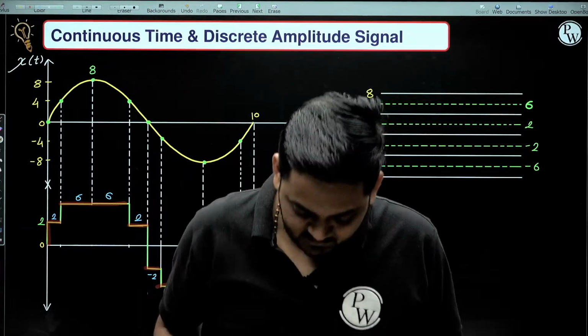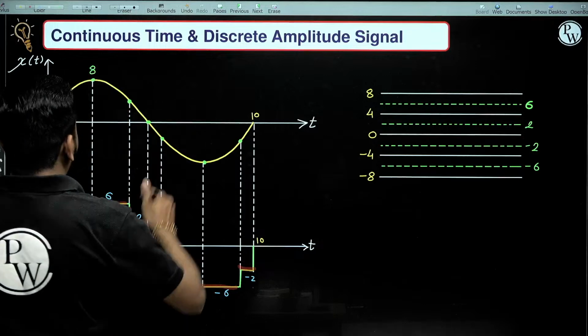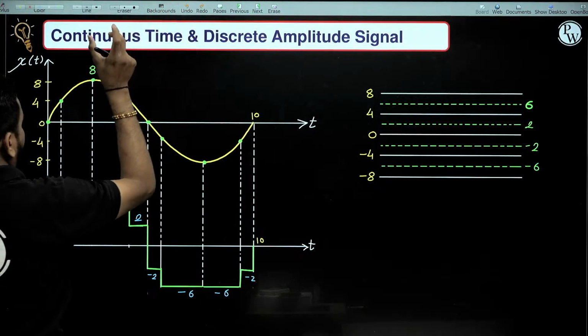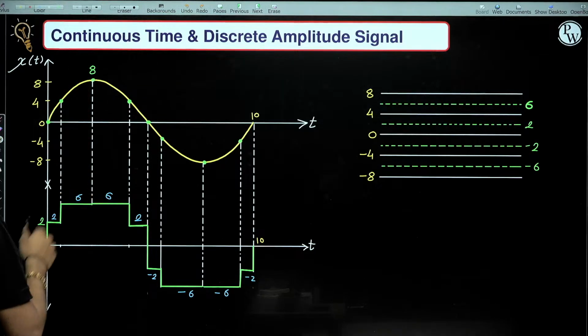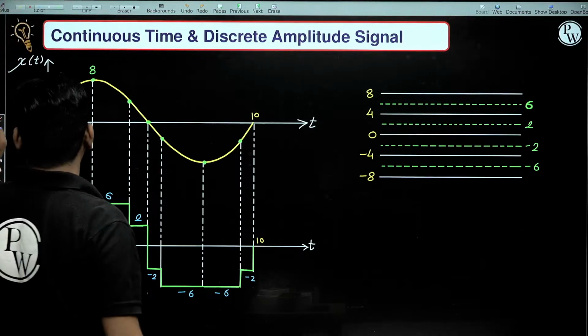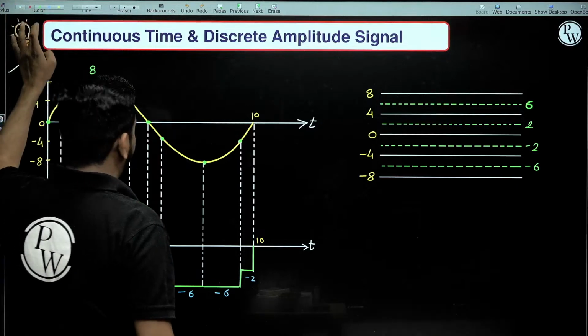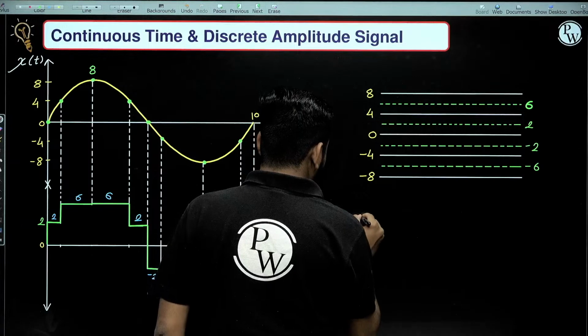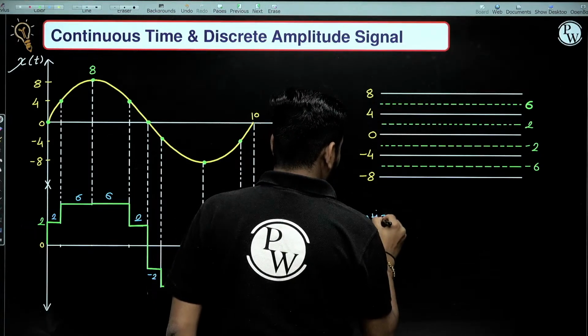So this process is known as the quantization process. Now we know how to convert a continuous amplitude signal into a discrete amplitude signal. This process is known as quantization. ये जो process हुआ है, this is quantization.